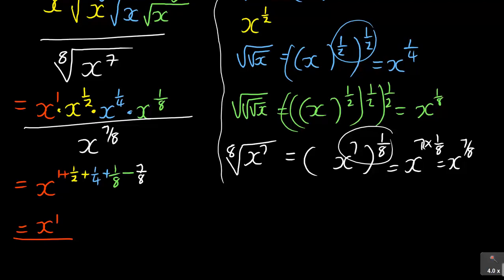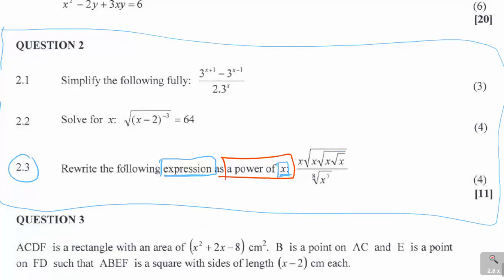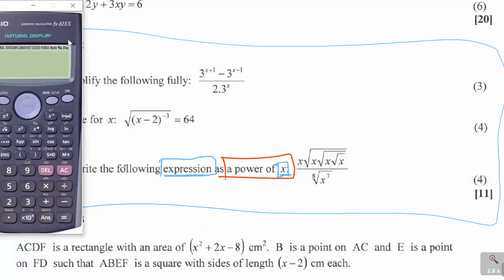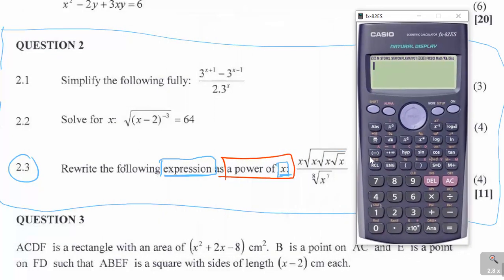I can just test it again. If I go to the original, take a calculator and choose any value of x. Let's say my x is 15. I'll enter this with my value of x. It's a fraction. The x is 15. Then I've got the square root of 15, the square root of 15, the square root of 15. That's what it looks like there.